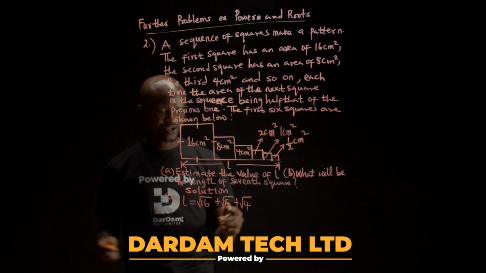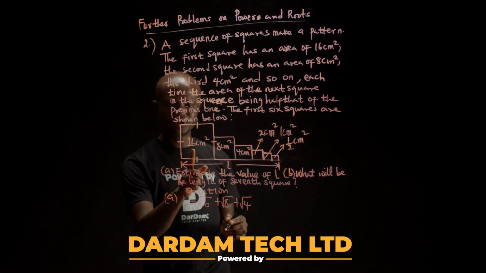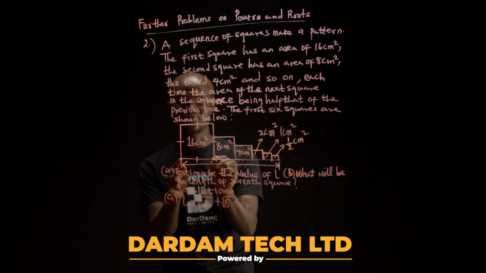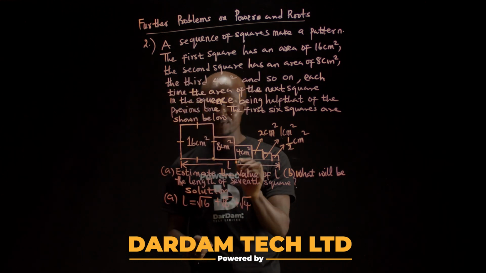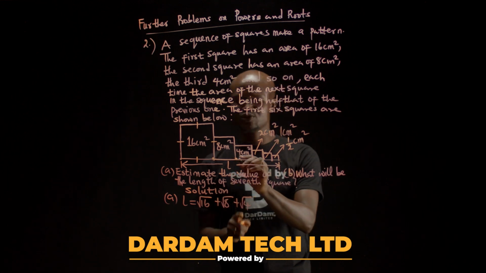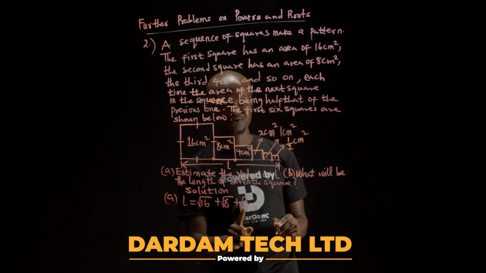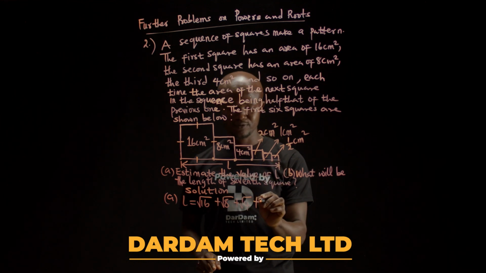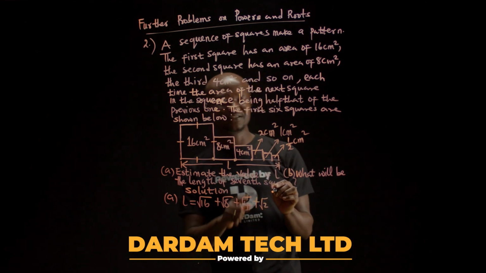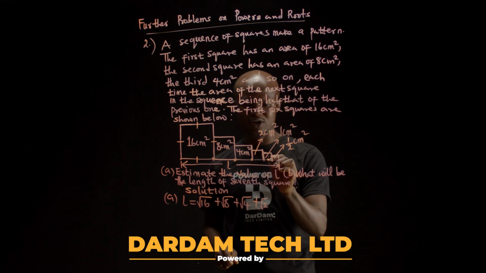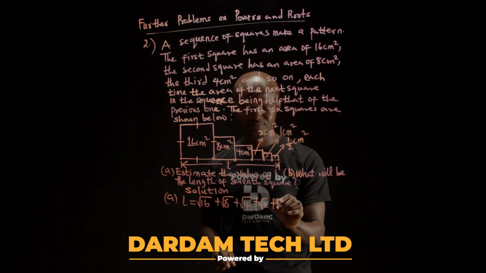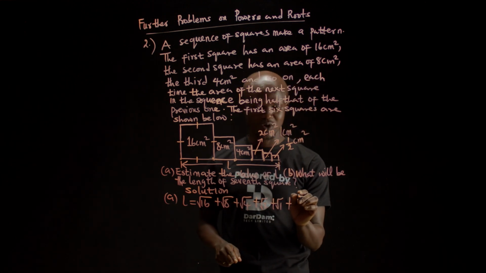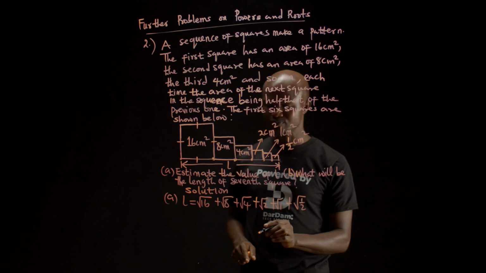So in that case, this is square root of 16. That's the length from here to here, square root of 16. From here to here will be square root of 8. From here to here will be square root of what? 4. While from here to here will be what? Square root of 2. Then the next one, from here to here, square root of 1. Then from here to here will be square root of 1 over 2.